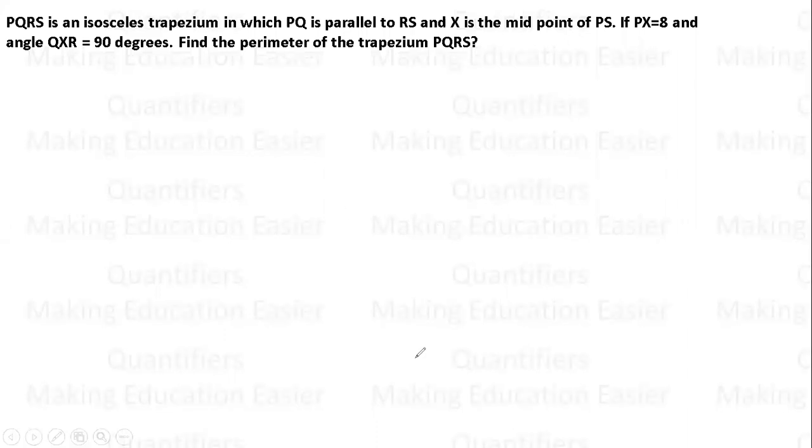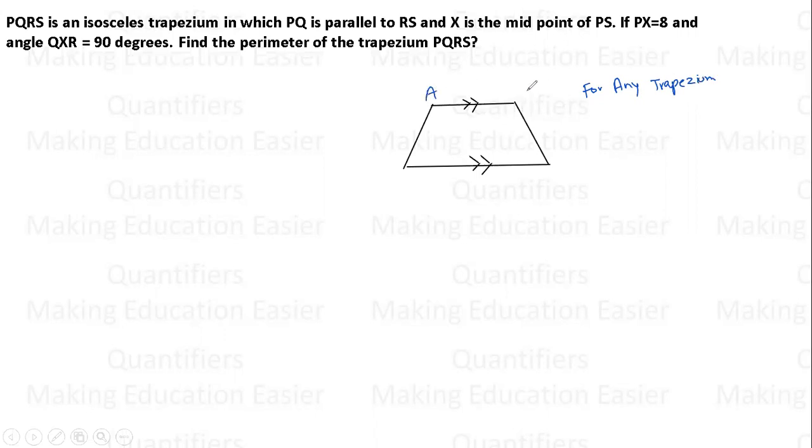Now, let me tell you a small concept which is required to solve this question. So let's take a trapezium. And students, this is for any trapezium. The property which I am going to tell you is for any trapezium, not necessarily that it has to be isosceles, okay? Let me write it here. Now, students, the property is, let's say AB is parallel to CD.